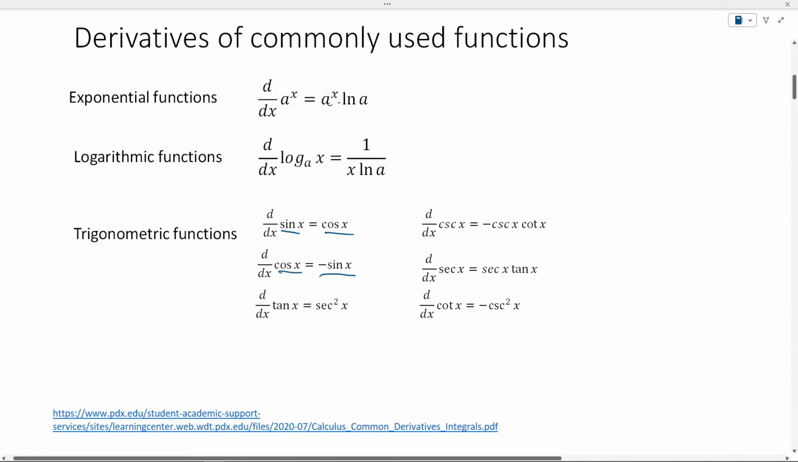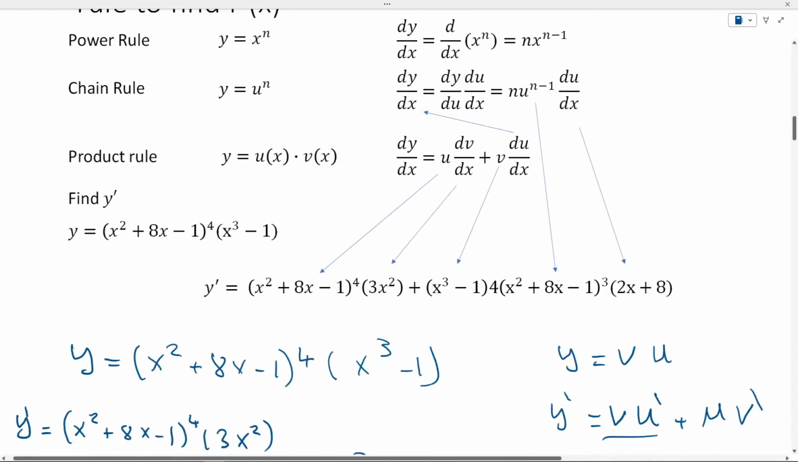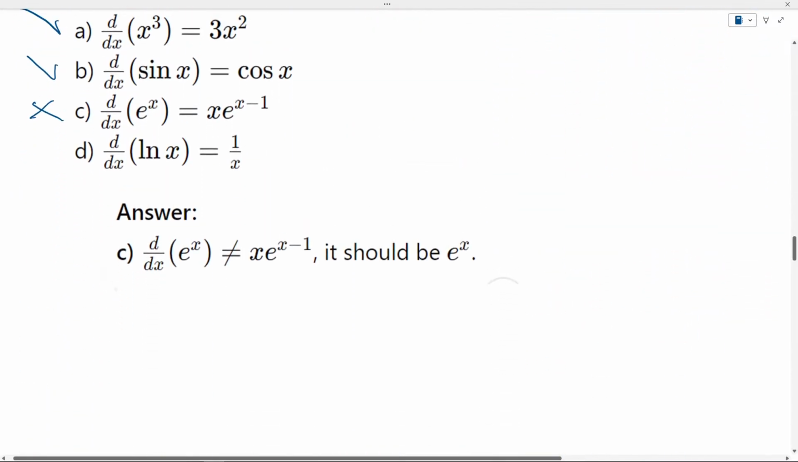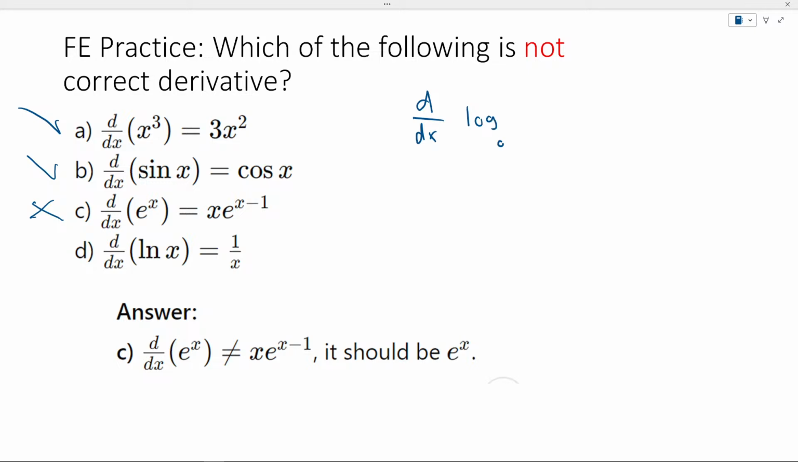Where are the logarithmic guys? So the logarithmic guy is here. So this is the law. Let's just write it down and use it. Can we apply this law? Yeah, we can apply this law. So basically, how to write down this law: d over dx of log, here you put the base a, x, is equal to 1 over x ln a.